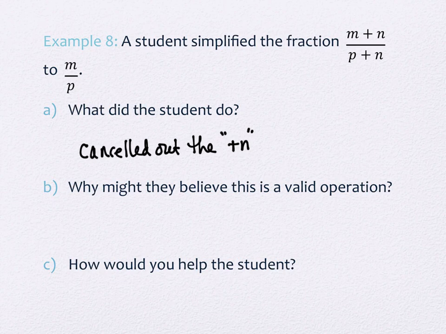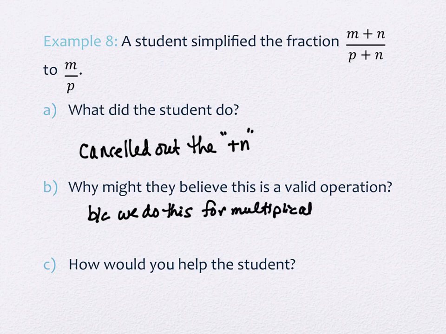This isn't being multiplied, right? There's something different going on. It's addition. But that's why they might think that this is okay to do. Yeah? Okay. And it's because we do this for multiplication. And we can even write down that if we had this same thing, we have m times n over p times n, we would be able to do this, right? And we would end up with m over p. All right? And that is valid. That is a valid operation for multiplication.